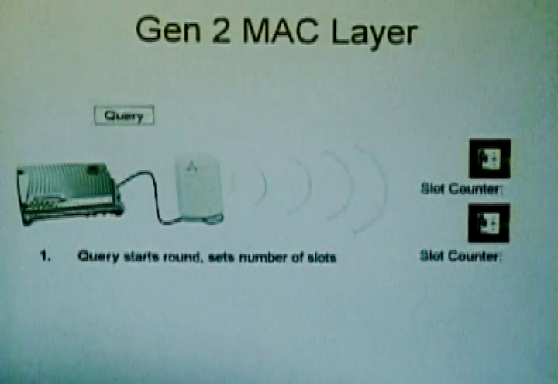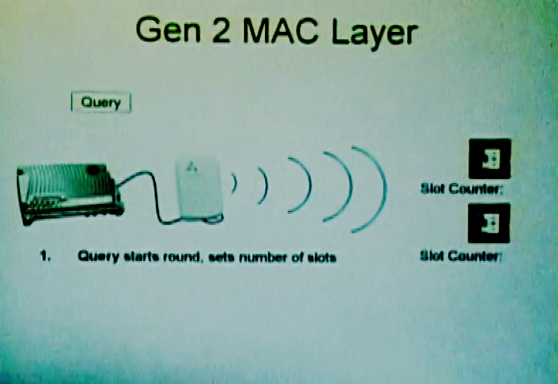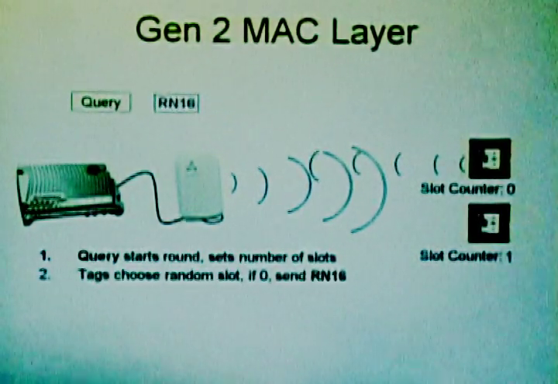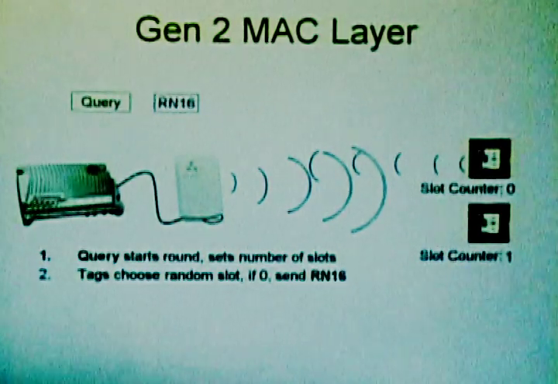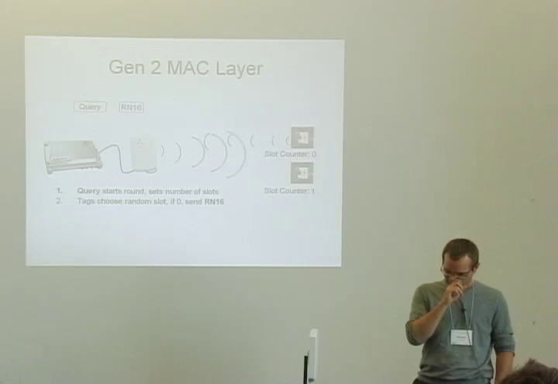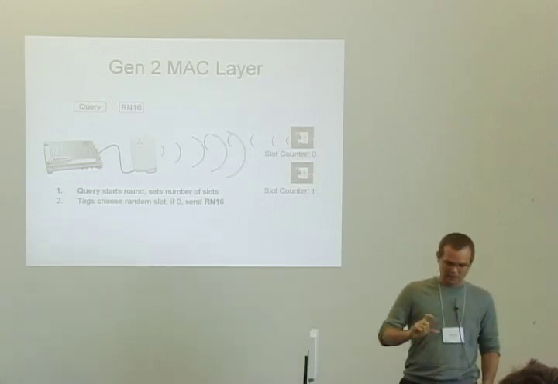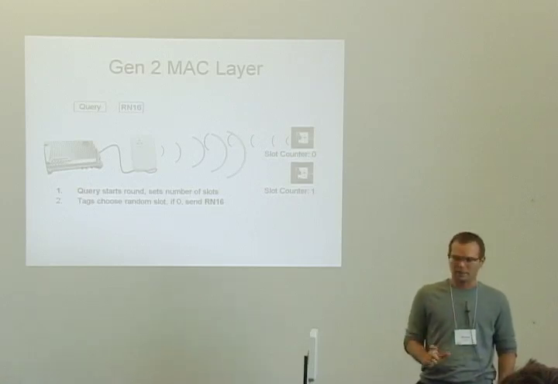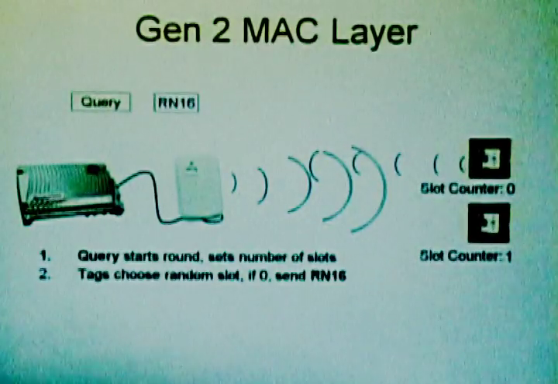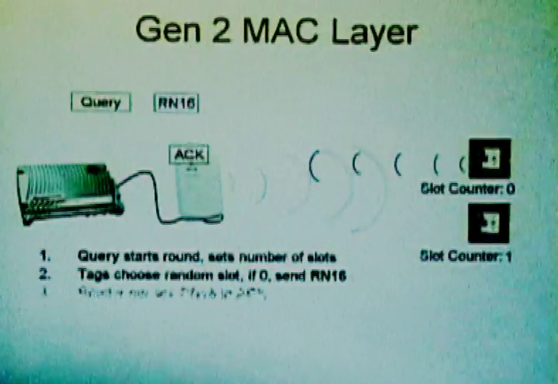The idea is that the reader first sends a query command, and in the query command it indicates how many slots are going to be in the next frame. When the tags interpret this query, they randomly choose one slot out of however many the reader specified. If a tag chooses slot 0, it immediately transmits a random 16-bit number. In this case, the tag on the top chose slot 0, so it transmitted a random number. The tag on the bottom chose slot 1 in this example, so it remains quiet.